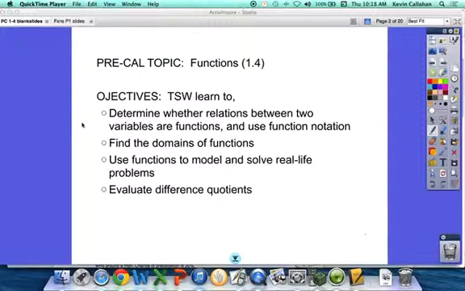Let's see. So we're going to see how do we determine whether relations are functions. What do we mean by the domains of functions? Use some functions to do some real-world problems, and then evaluate what's called the difference quotients.